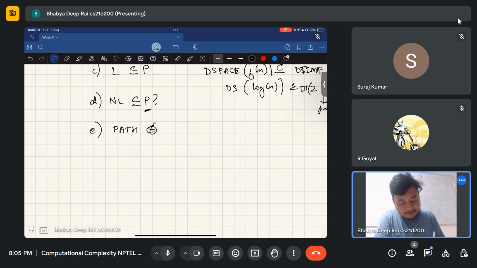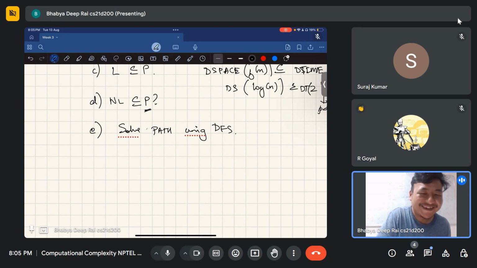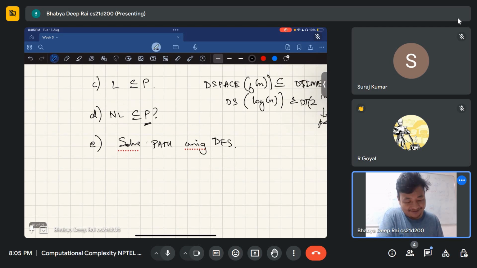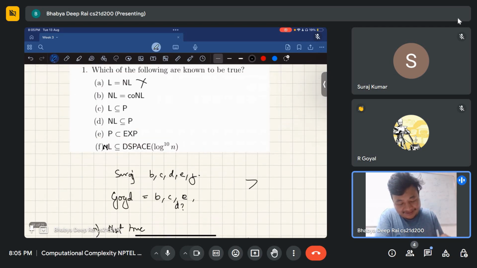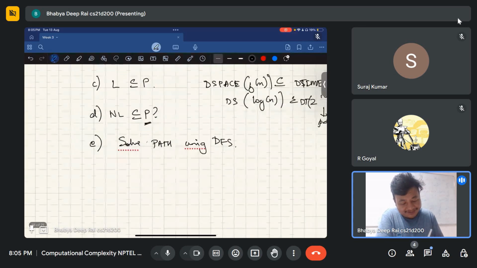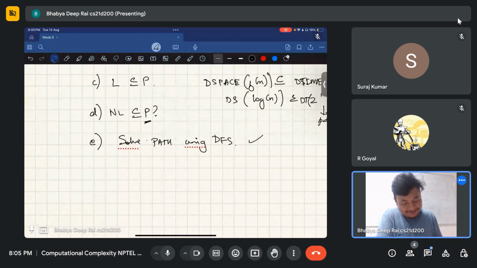Path. Okay, solve path using DFS. Now, as soon as you do that, you solve an NP complete problem using a P algorithm, right? Okay. Good. So NL is contained in P is also true. So D is correct.